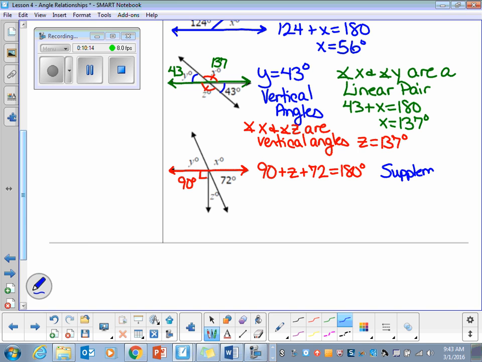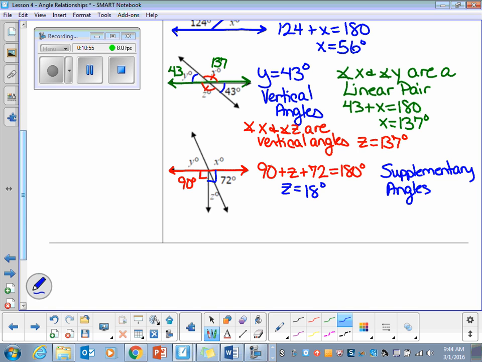Supplementary angles. And they're not a linear pair because there's 3 of them. Pair means 2. Okay, so Z will be 180 minus 90 minus 72, 18 degrees. You could have also realized that we had complementary angles. Z and 72 have to equal 90 degrees because 90 plus 90 equals 180, but supplementary angles were very useful.